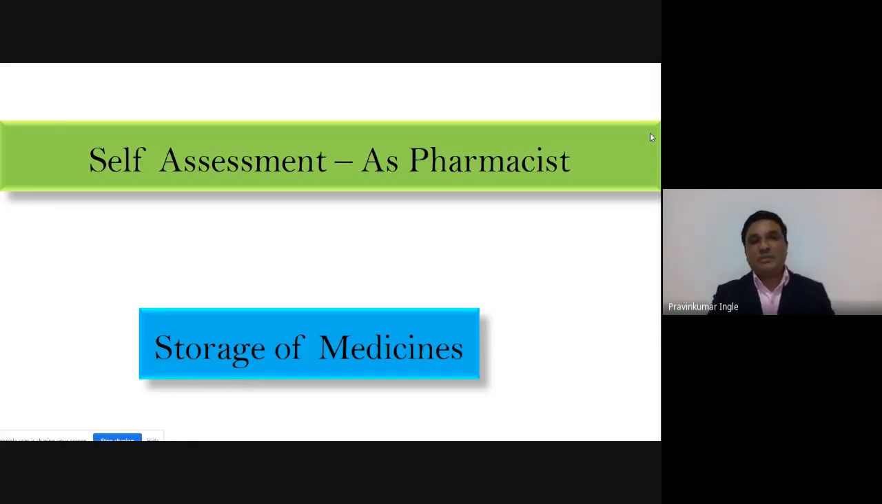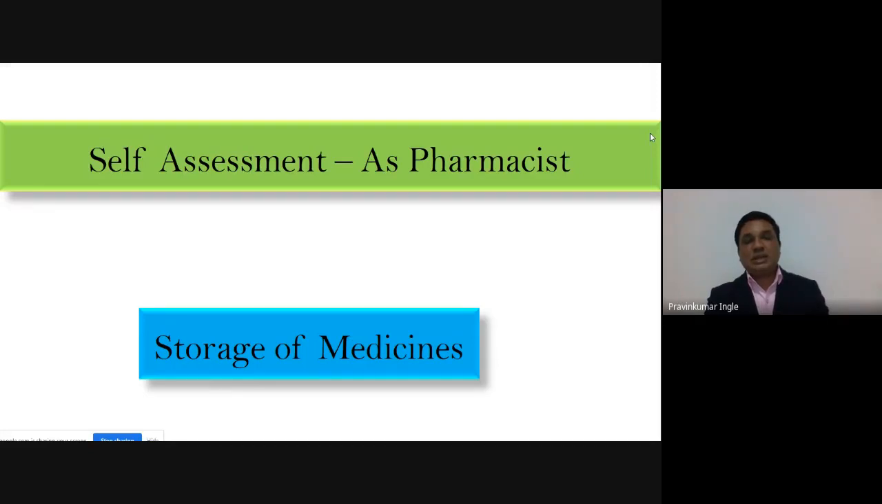Coming back to self-assessment as a pharmacist: do you know about the storage of medicine? How are you going to store your medicine, and how will you guide your patient? Suppose you're a community pharmacist, or a student, and maybe some of you have a patient at home with diabetes using insulin injections or any other formulation. I will give examples one by one. As you know, I'm a diabetes specialist and most of my research is in the diabetes area, so I prefer to give diabetes-related examples.